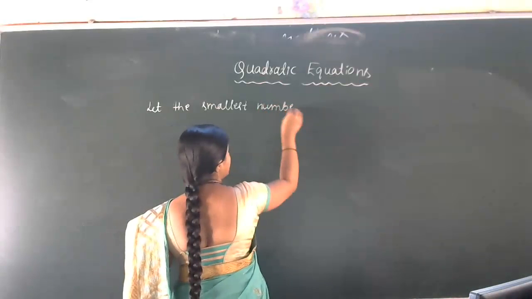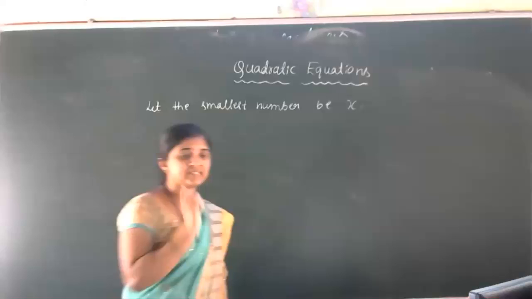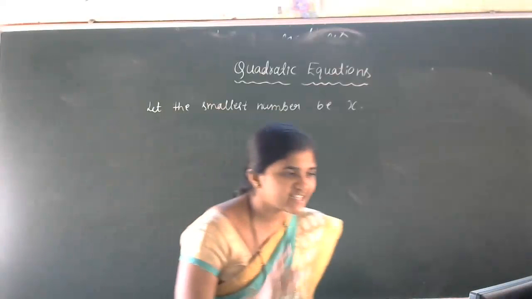Can you tell me? Let the smallest number be x only. Always we are choosing the smallest number to be x. So we are considering the first number as x. Then which is the second one? Odd numbers we have to take.